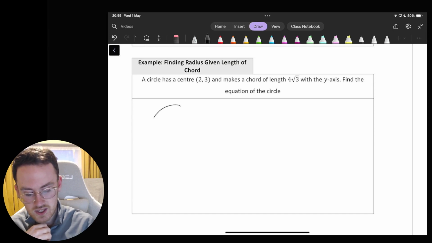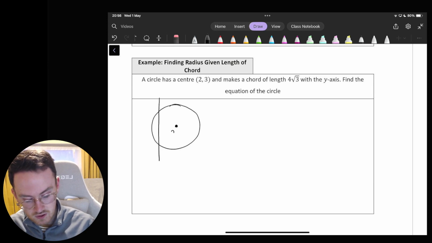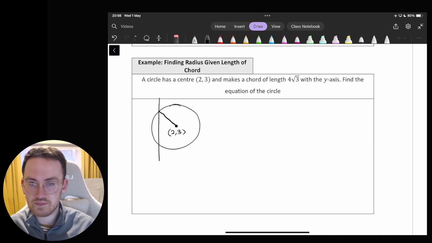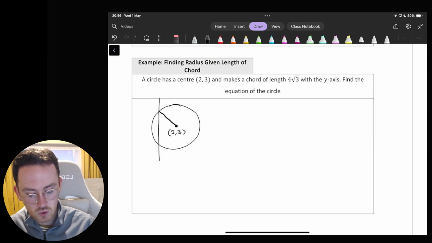So as with all our questions here, let's start with some sort of sketch so we can see what we're looking at. So we have a circle that has a centre here of (2, 3). It has a radius unknown. We're not actually told the radius here. We're asked to find the equation. So because we know the centre, the unsaid thing there is find the radius. And we have this chord.